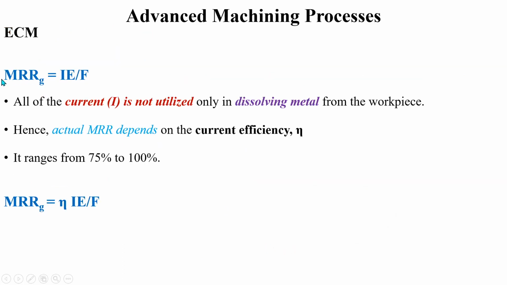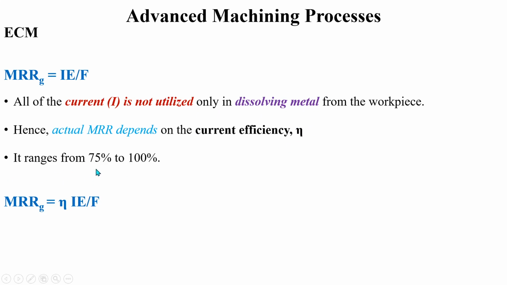Next, we can calculate the MRR in terms of grams using this formula, IE by F. I is the current, E is the electrochemical equivalent, and F is Faraday's constant. In electrochemical machining, not all of the current supplied is utilized in dissolving the material from the workpiece surface. Only a certain percentage of the current supplied is used to dissolve the metal from the workpiece surface. So actual MRR depends upon the current efficiency eta.